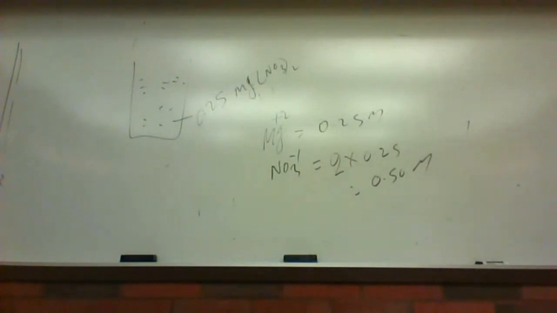So the molarity is given. Just look at how many of each ion there are in the formula, and you multiply by that number. Easy, right? There will be this kind of question, this type. If there is 1, multiply by 1. If 2, multiply by 2. Like that.